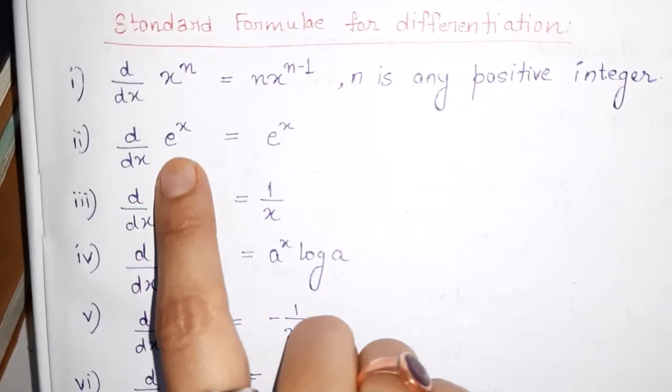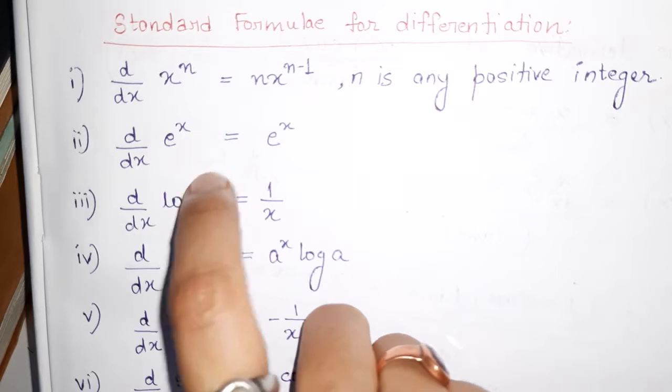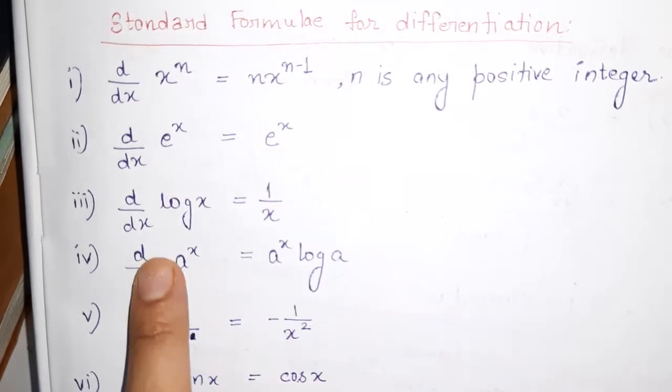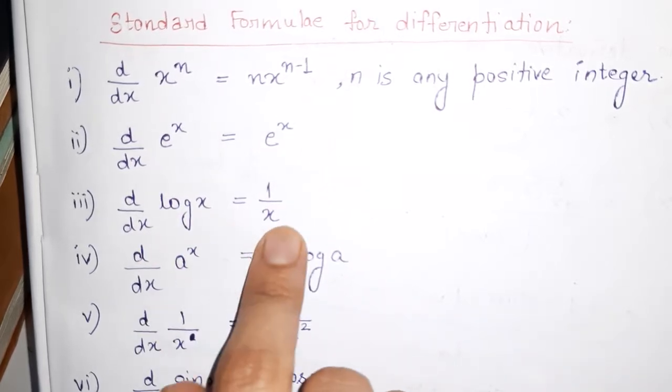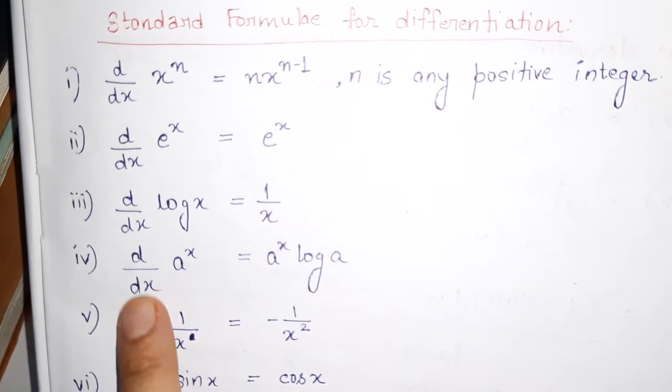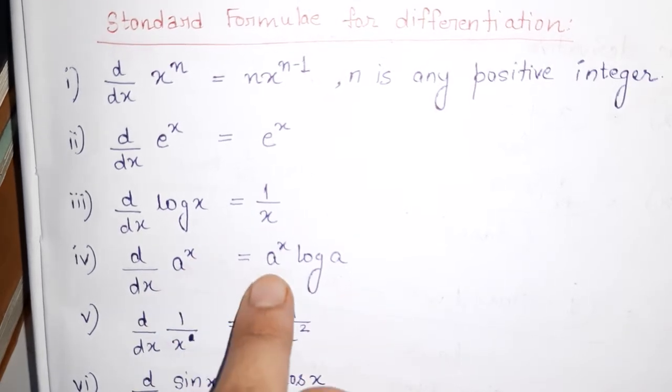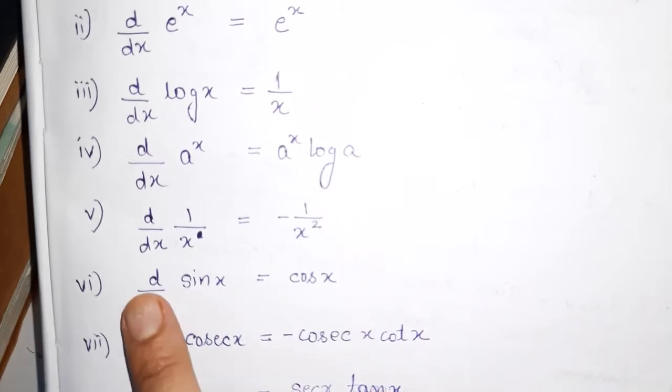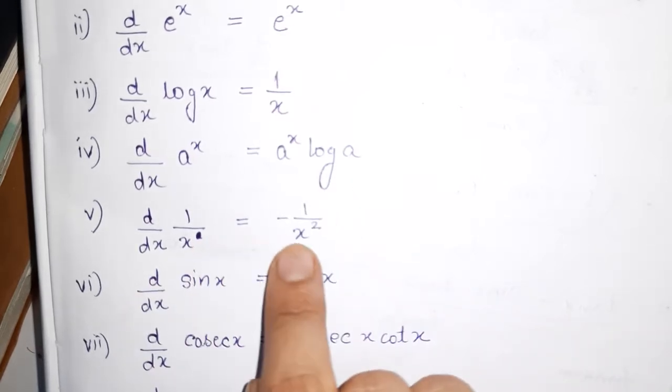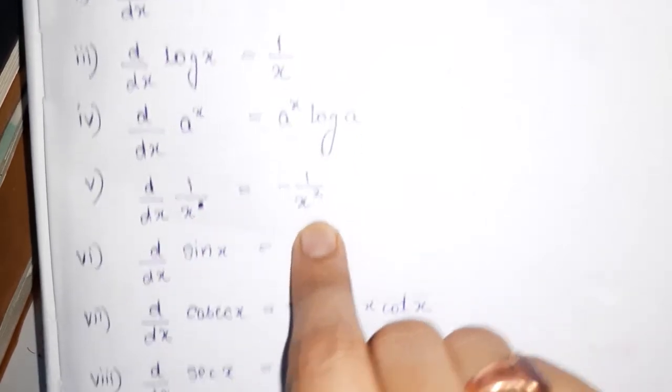Similarly, d by dx of e to the power x, the exponential function, is e to the power x. D by dx of log x equals 1 by x. D by dx of a to the power x equals a to the power x log a. D by dx of 1 by x equals minus 1 by x square.